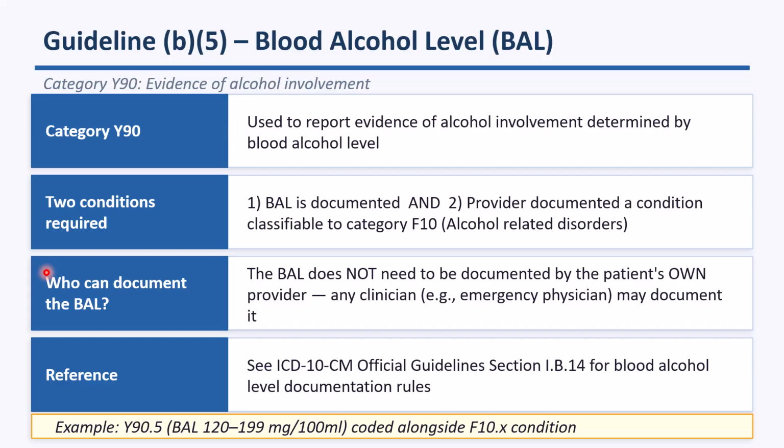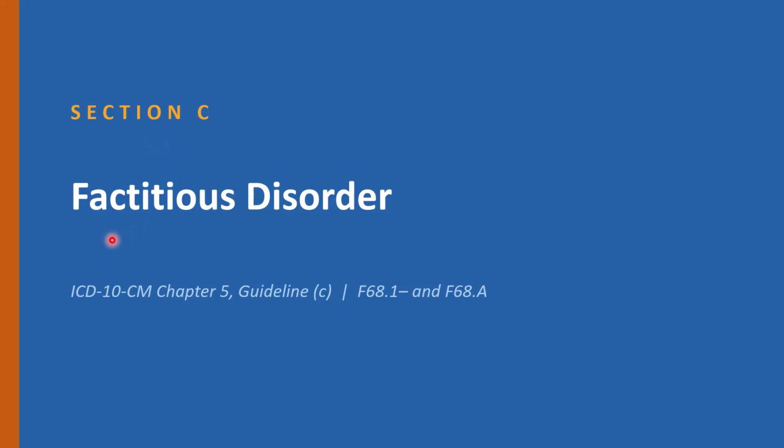The BAL, that is blood alcohol level, does not need to be documented by the patient's own provider. It can come from any clinician, for example an emergency department physician, as long as the value is documented somewhere in the medical record and the patient's provider has an F10 condition documented. You can code blood alcohol level. This officially cross references ICD-10-CM guideline section I.B.14 for blood alcohol documentation by clinicians other than the patient's provider, worth knowing for the exam. Section C, factitious disorder.